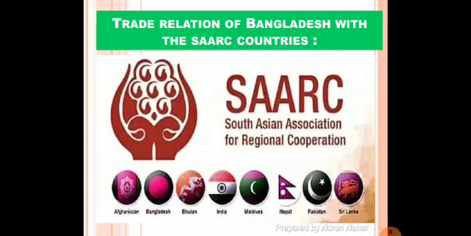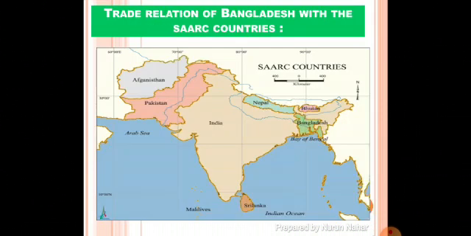Bangladesh has a very good trade relationship with the SAARC countries. As we know, SAARC means South Asian Association for Regional Cooperation, and the flags of the 8 member countries are shown in the picture, and the logo of SAARC also. Here is a map of the SAARC countries, as Bangladesh is maintaining a good trade relationship with them: Afghanistan, Pakistan, India, Nepal, Bhutan, Maldives, Sri Lanka.